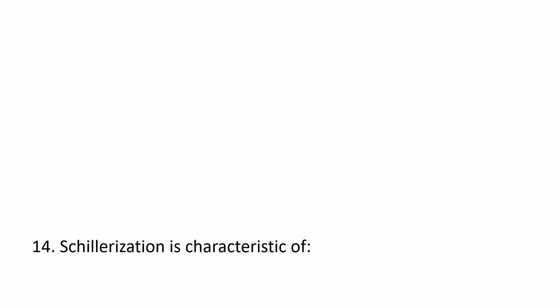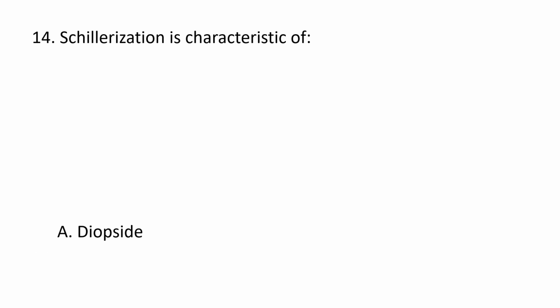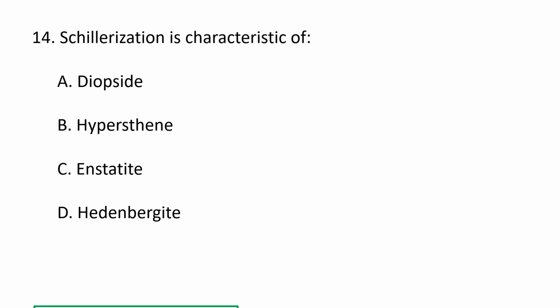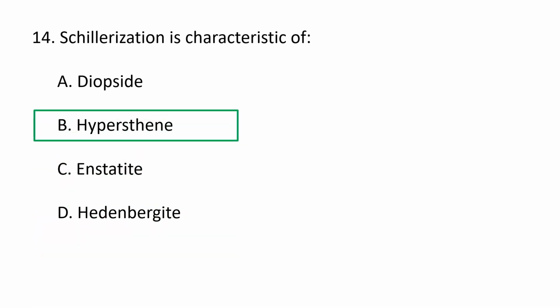Next question. Schillerization is characteristic of A. Diopside, B. Hypersthene, C. Enstatite, D. Hedenbergite. Schillerization is characteristic of hypersthene. It is the alteration of orthorhombic pyroxene, hypersthene, and sometimes diallage, in such a way that mineral inclusions of secondary minerals are developed that reflect light simultaneously. So schillerization is characteristic of hypersthene.